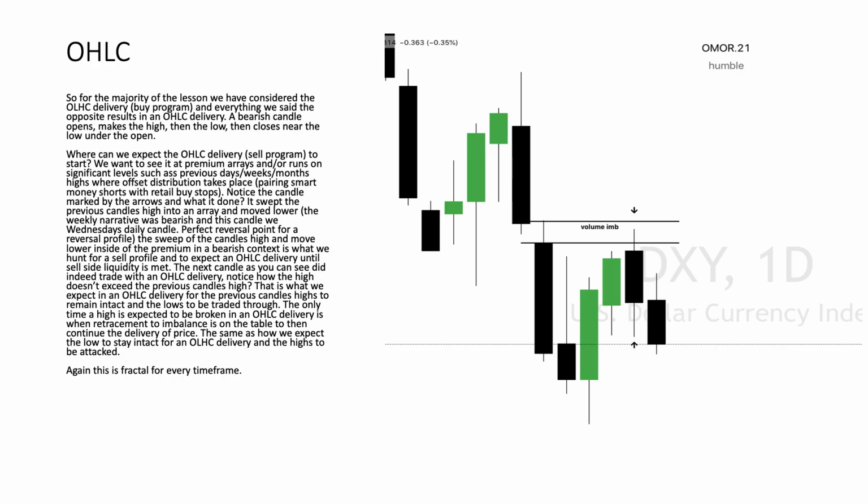Again, fractal for every single time frame, right? Volume imbalance, and this was from your weekly commentary as well. This is not a cherry picked example. Monday, Tuesday traded higher. Wednesday, which is known for midweek reversals on a bearish week, sweeps the previous candle's high, trades lower. This candle you expect open, high, low, close, and then you can use the daily power of 3 to hunt short setups.